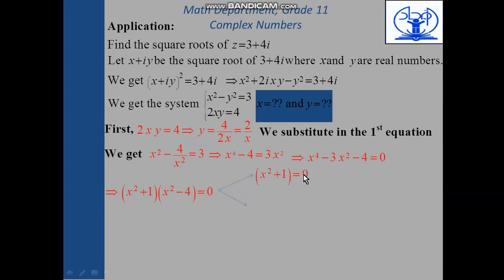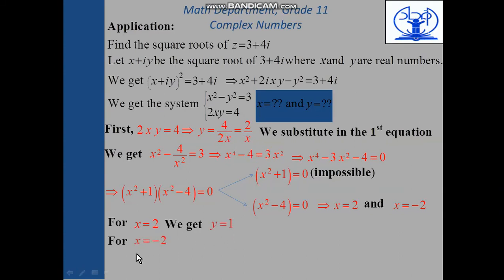x squared plus 1 equal to 0 is impossible. Remember that x is a real number. We cannot find a real number such that x squared plus 1 equal to 0. x squared minus 4 equal to 0, so x equal 2 or x equal minus 2. We have two values of x, so we will get two complex numbers, two square roots of 3 plus 4i. For x equal 2, replace in y equal 2 over x, so y equal 2 over 2 equal 1. For x equal minus 2, we get y equal 2 over minus 2 equal minus 1.